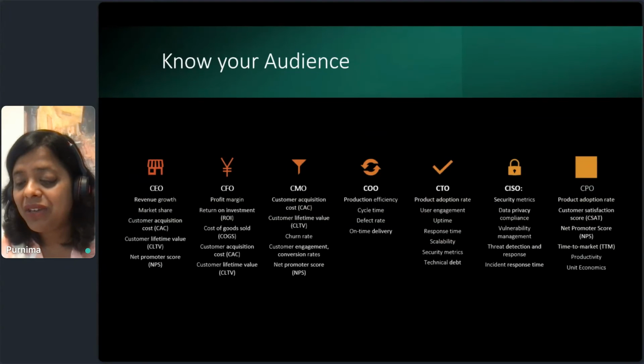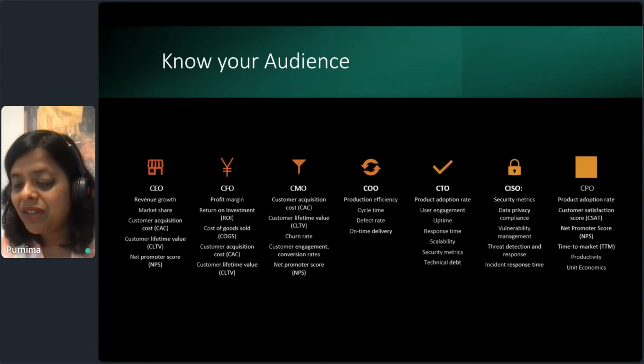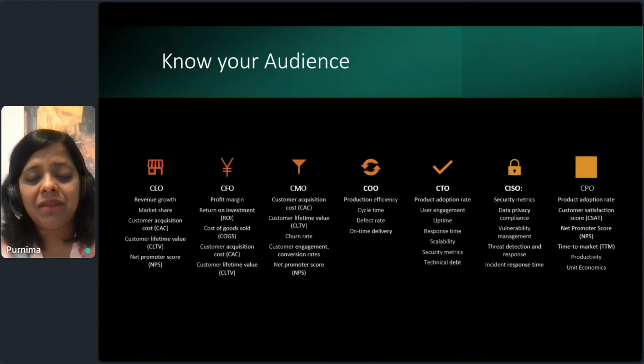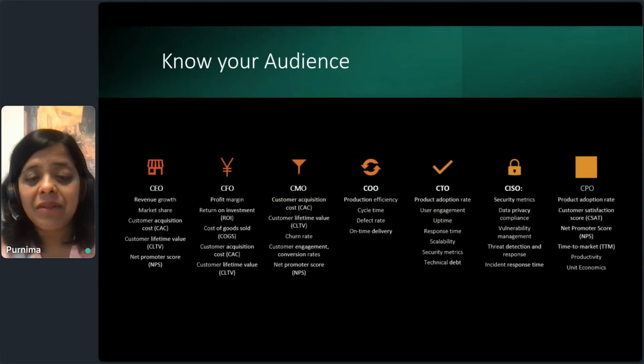A CFO actually wants to see how profitable is the product. So you're talking about profit margin, return on investment, what is the cost of goods sold, what is, again, CAC, CLV, everybody's going to use, right? The CMO wants to see if there is enough retention and customer satisfaction, because the CMO is going to be your partner in this journey, because they're going to be doing the lead gen side of things, right? So they need to know that your product is worth their time, and whether the product you're putting in the highlight is going to get more leads, right? So what is he going to look at? CAC, CLV, what is the churn rate? What is the customer engagement? What is the NPS? It gives them enough insights to design their strategies, right?